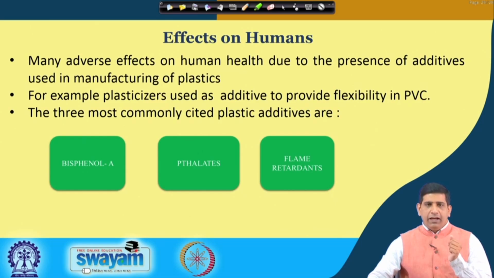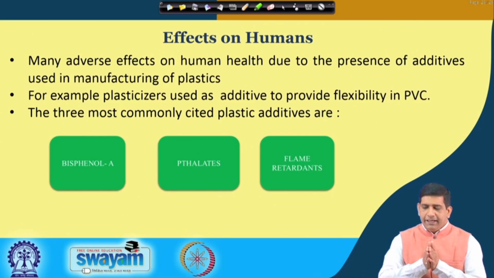And so effect on humans, there are a lot of additives used in manufacturing of plastics, and plasticizer, for example, which provided flexibility to PVC. The 3 most commonly cited plastic additives are bisphenol A, which is BPA. Many times you see that plastic containers labeled as BPA free. So they do not have BPA. BPA, we will talk about that. I will also show you a small video on a health impact related to BPA that has been reported. Then phthalates, here P is silent, phthalates and flame retardants. So these are the 3 major categories.